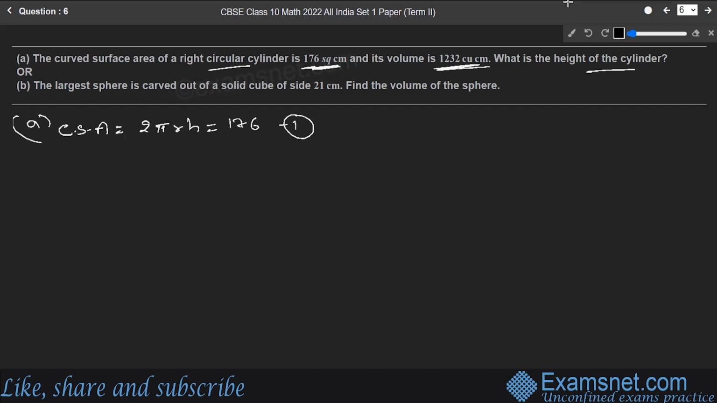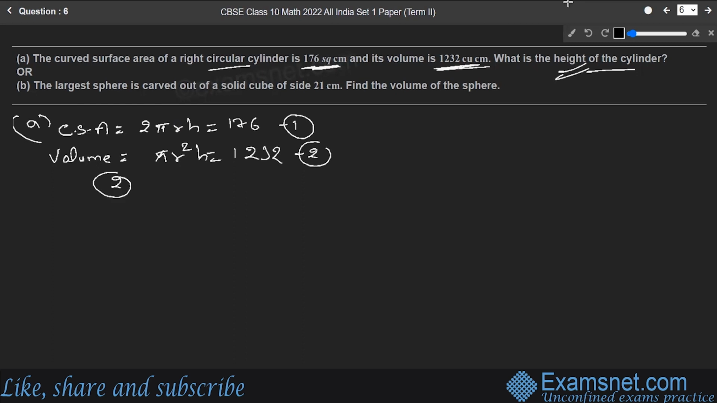Similarly, what else have they given? They have given the volume. The volume of the right circular cylinder is pi r square h, that is the volume formula, and the value of it is given to be 1232 cubic centimeters. Let us make that the second equation. Now they want us to give the height value. So we have two equations here: 2 pi rh is equal to 176 and pi r square h equal to 1232.